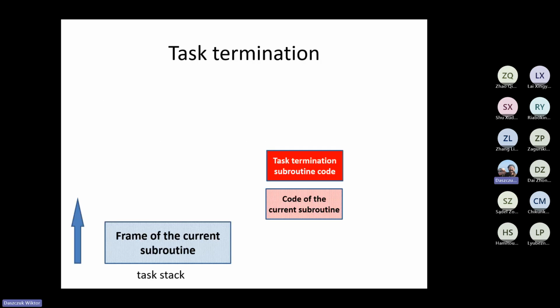Let's look at how it happens. We have the current subroutine. This is the code of this subroutine. So this is some frame on the stack. This is the code of the function in the code area of the program. And as I told you, we have linked to the program some special procedure terminating the program. Normally, it is not called. It is called on special situations.